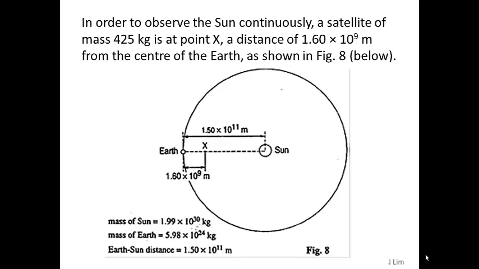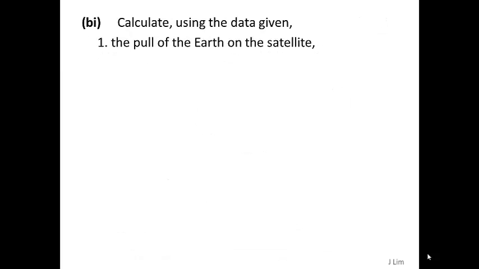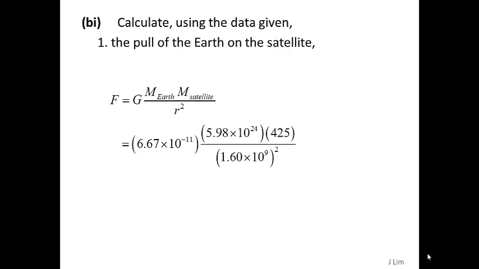In order to observe the Sun continuously, a satellite of mass 425 kg is at point X, a distance of 1.6 times 10 to the power of 9 meters from the center of the Earth as shown in the figure. Calculate using the data given the pull of the Earth on the satellite. Now F equals GMm over r squared, so substituting values, we get a force of 6.62 times 10 to the power minus 2 Newton towards the Earth.